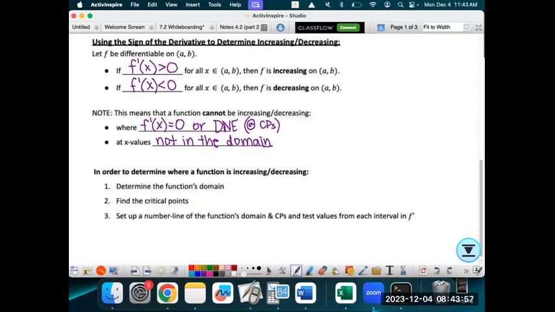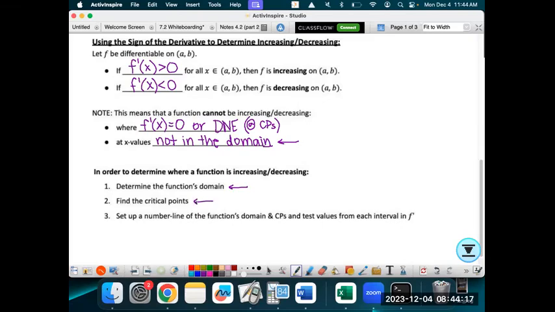So our process for finding intervals where a function is increasing or decreasing is to first figure out your function's domain, because we don't want to find critical points and then think that they're actually critical points, but they are not. So we're going to find the function's domain. That's going to help us with this part.